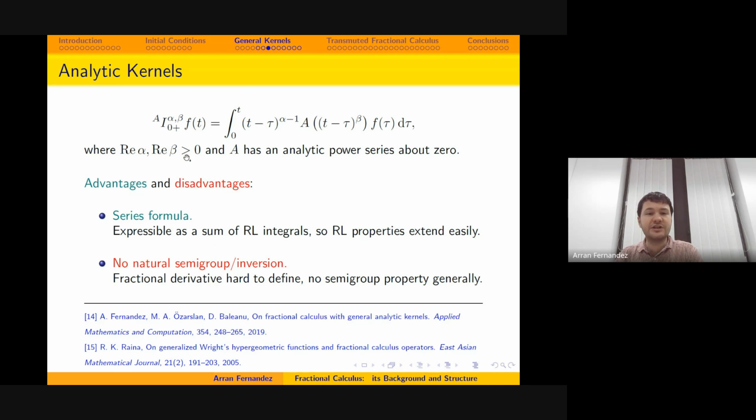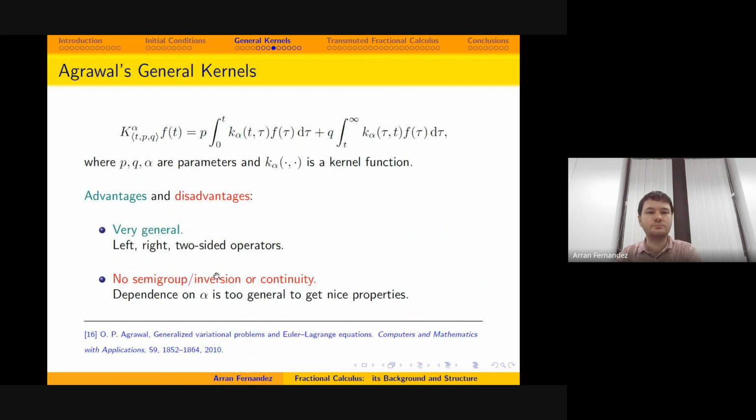The disadvantage is that in general, there is no natural semigroup property or inversion property. So it's very hard to define the fractional derivative for general A. You can do it in nice special cases like Prabhakar and tempered, but if you take a general analytic function, it's tricky to define the fractional derivative. It doesn't look very natural.